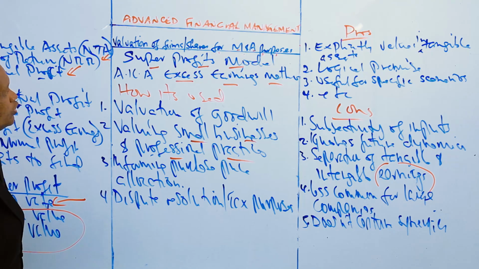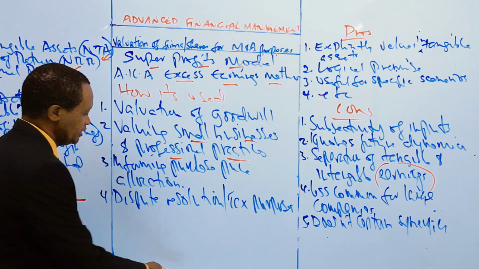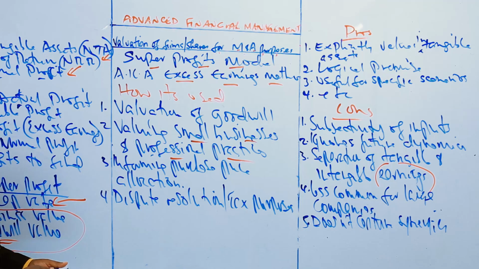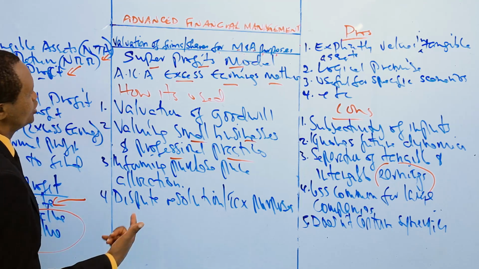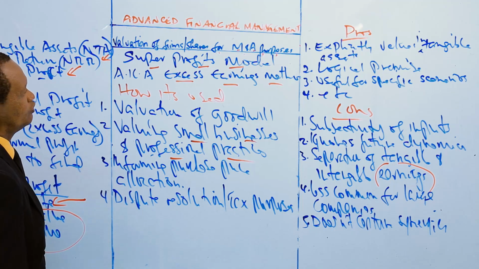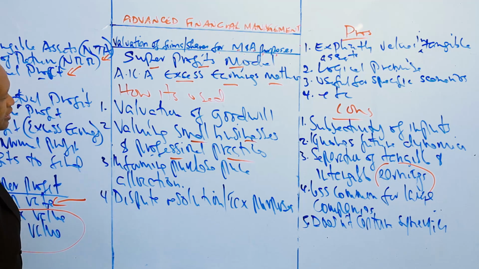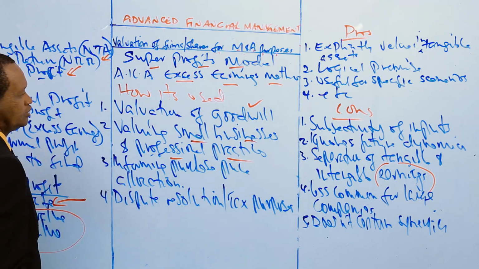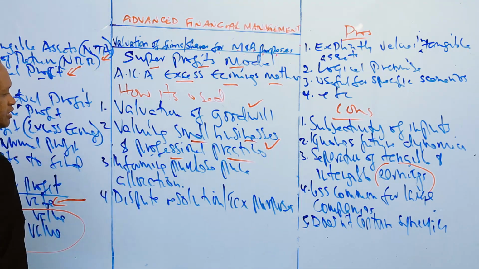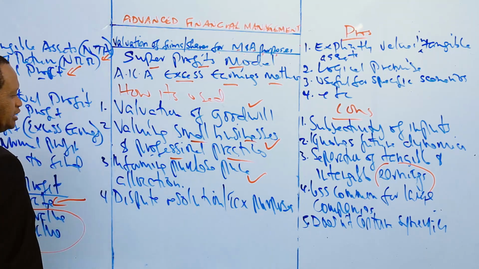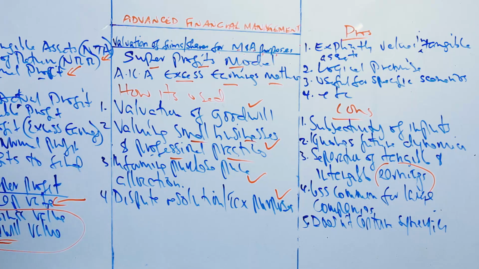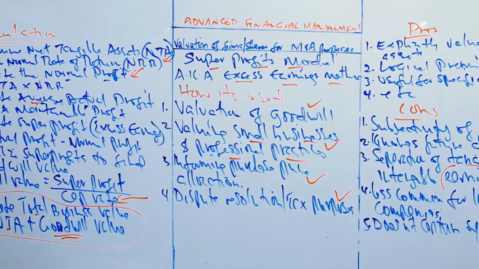You've understood the entire lesson on valuation of firms using the super profits model. We've come to the end of the lesson. In this lesson, we've described the super profits model as one of the many tools that can be used in valuation of target companies for mergers and acquisition purposes. We've identified scenarios when this method is used. Number 1 is valuing goodwill. Number 2, valuing small businesses and professional practices. Number 3, informing purchase price allocation and dispute resolution and tax purposes. We've gone further to elaborate how to calculate the value of a firm using the super profits model.